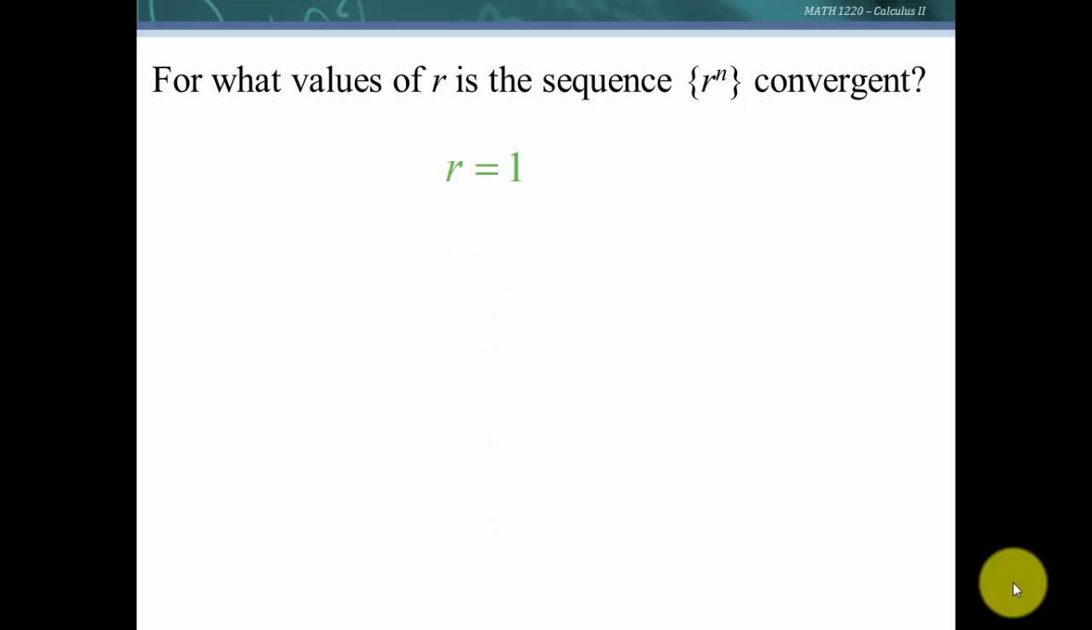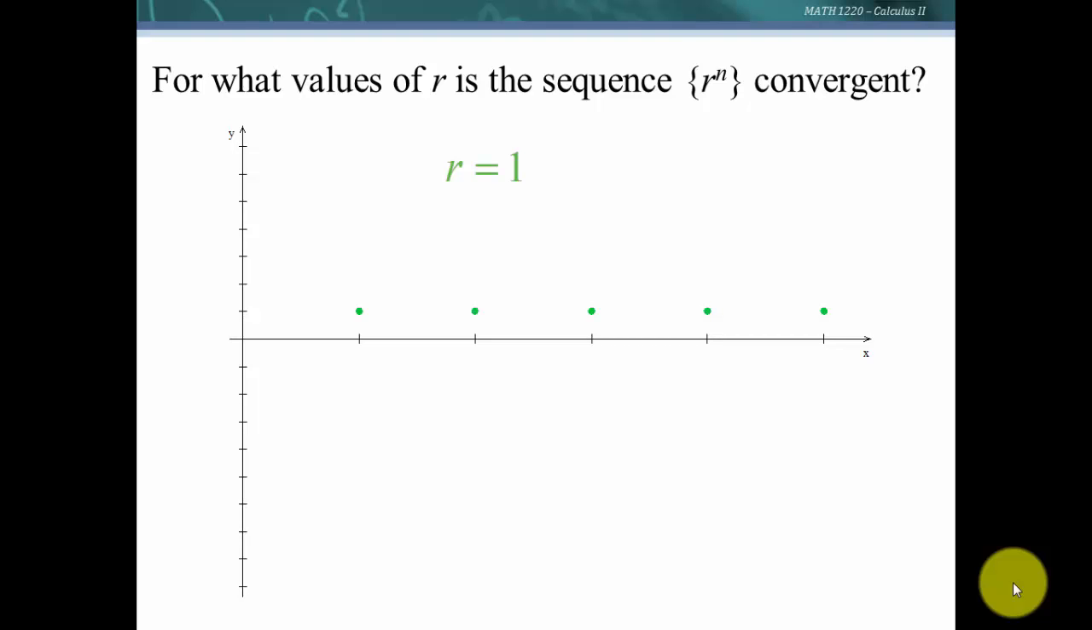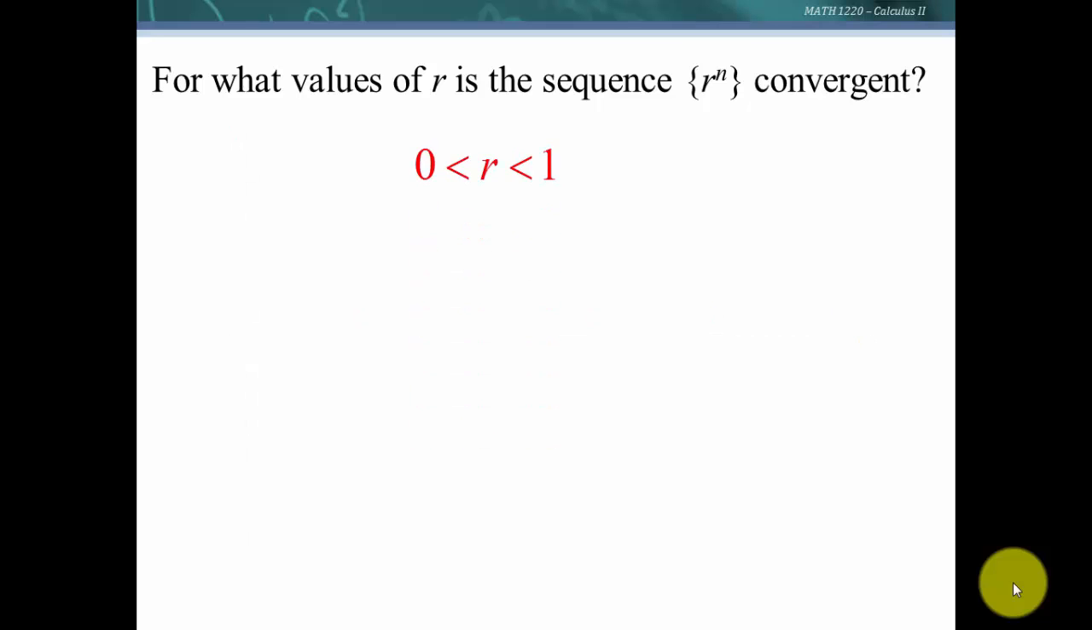What if r equaled 1? We'd have 1 to the n, and 1 times 1 times 1, whatever many times, is always 1. So the terms of our sequence are always 1. This is a convergent sequence then because it is a constant, and the limit of this equals that constant, so it converges to 1.